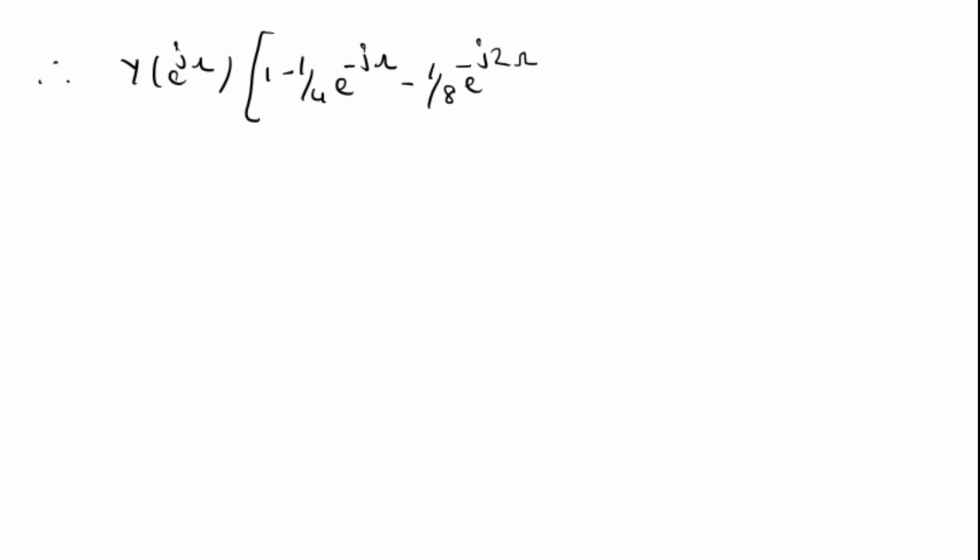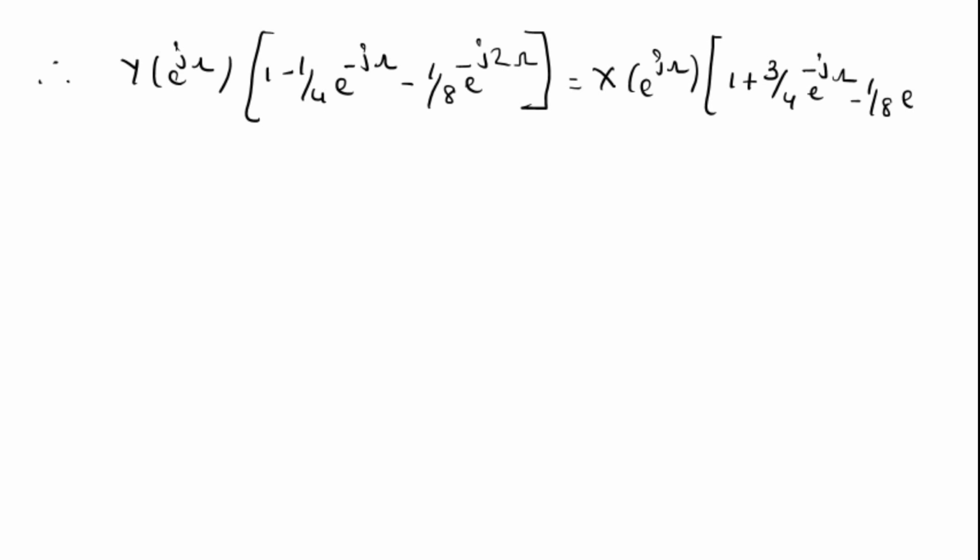Therefore, Y(e^jΩ)(1 − ¼e^(−jΩ) − ⅛e^(−j2Ω)) = X(e^jΩ)(1 + ¾e^(−jΩ) − ⅛e^(−j2Ω)).